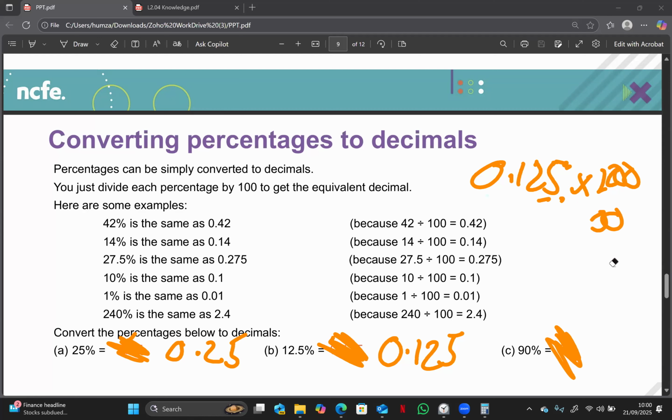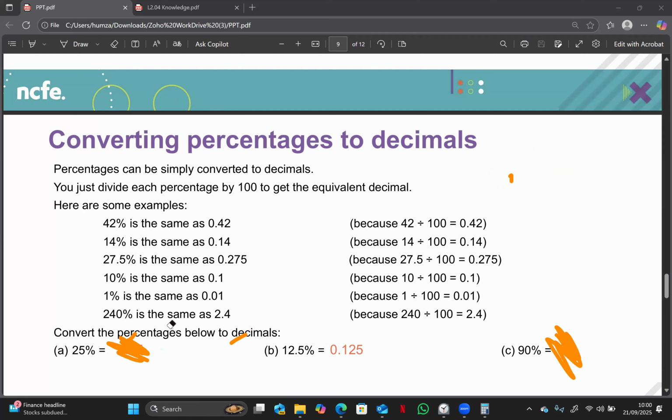90%. Come on, I just told you what we need to do. We divide by 100. Yes. And what's the answer? 0.9. Yeah, that's it. All you need to remember is divide by 100. Let me go down here.